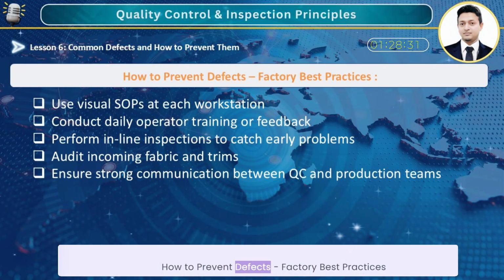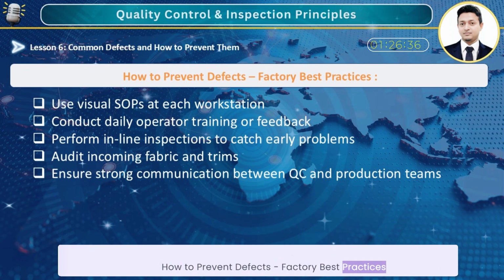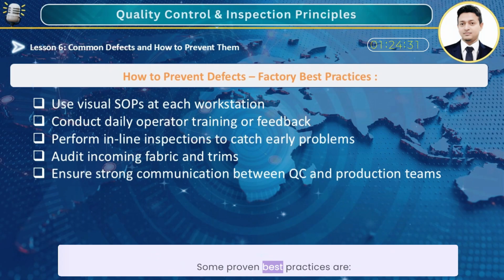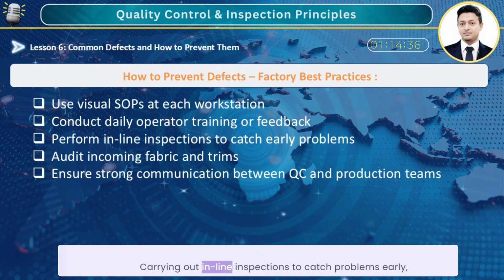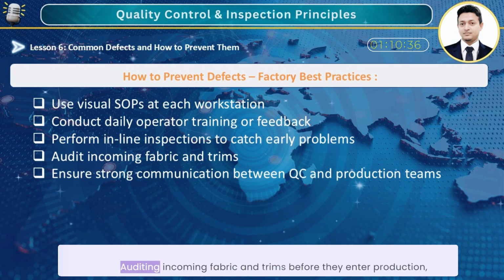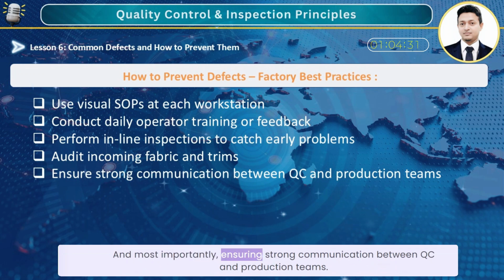How to prevent defects? Factory best practices. Some proven best practices are using visual SOPs at each workstation, providing daily operator training and feedback, carrying out inline inspections to catch problems early, auditing incoming fabric and trims before they enter production, and most importantly, ensuring strong communication between QC and production teams.